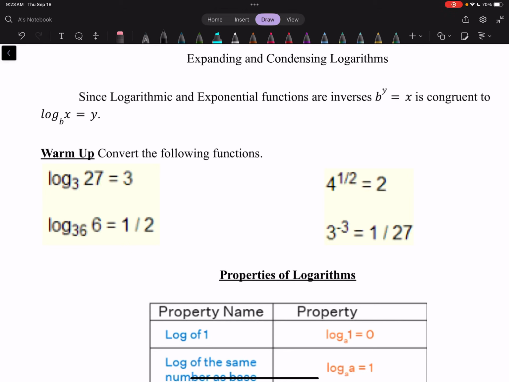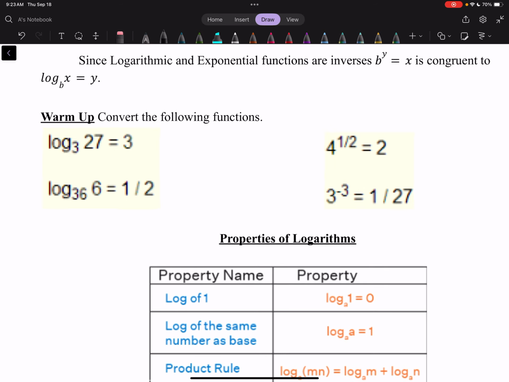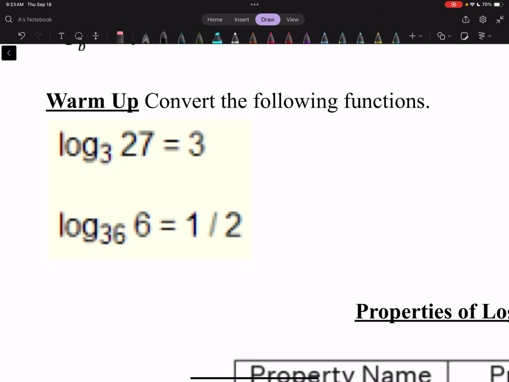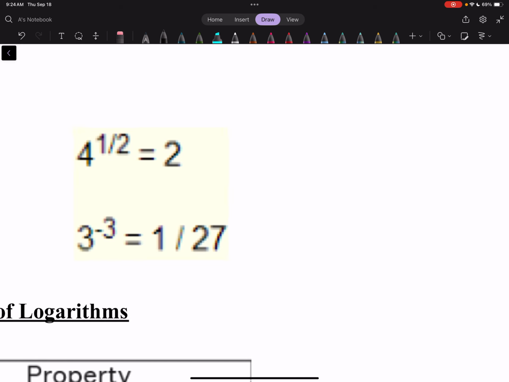Good day. Today we're going to be expanding and condensing logarithms. As a warm-up today, we're going to convert the following functions. So the first one is going to be 27 is equal to 3 to the third. 6 is equal to 36 to the half power, or square root of 36.